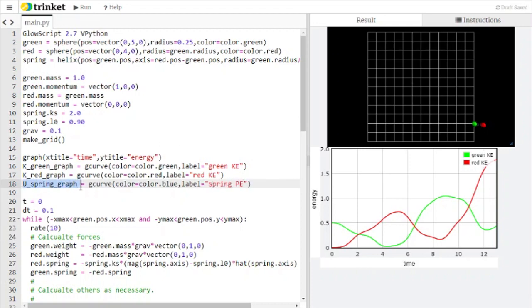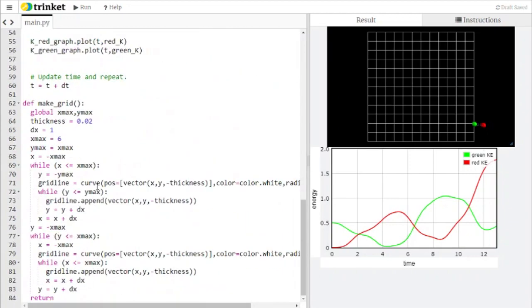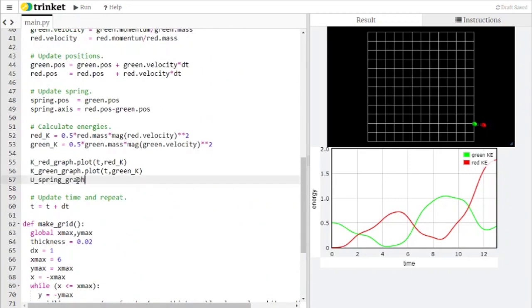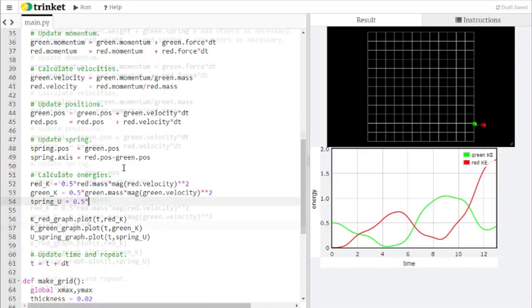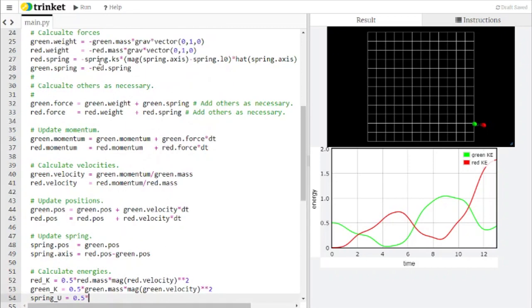All right, let me copy this name so I don't have to remember it. And then down here, we'll do this backwards this time so I remember to put this in. Let's call the variable spring underscore U, just to be consistent. Now spring U is going to equal the potential energy for a spring, which is 1/2 times the spring's stiffness. Where do we have the spring stiffness stored? That is spring.ks times the stretch in the spring squared.